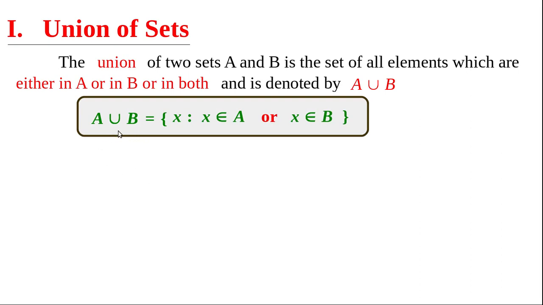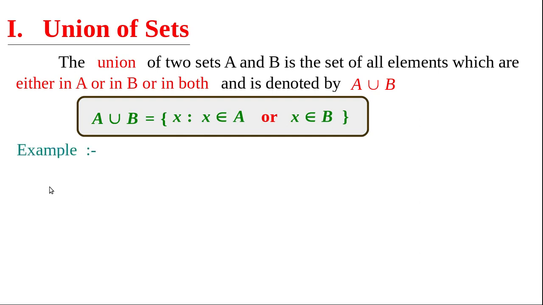How can we read this? A ∪ B is equal to the set of all x such that x belongs to A or x belongs to B. The word 'or' is very important. The word 'or' is very important. Therefore, A ∪ B can also be read as A or B. Then A ∪ B equals the set of x such that x belongs to A or x belongs to B.